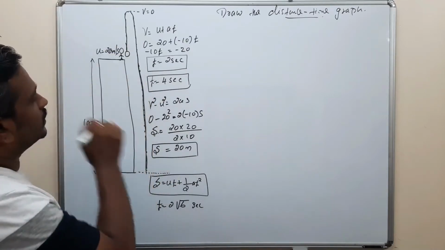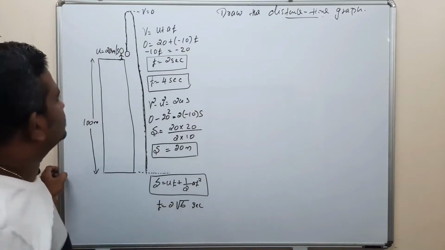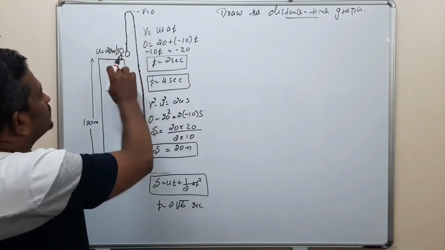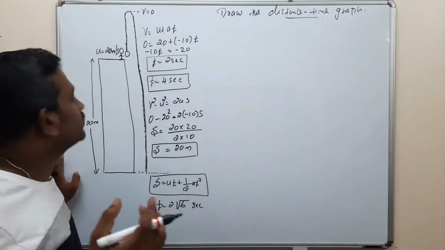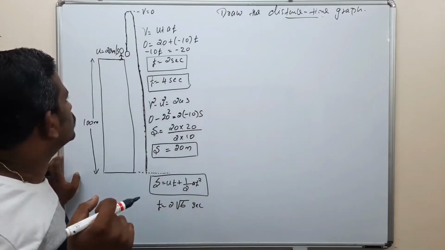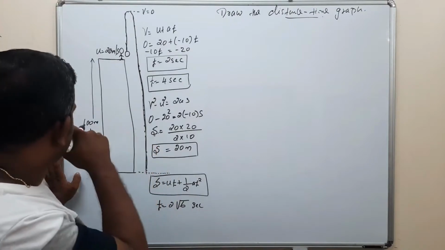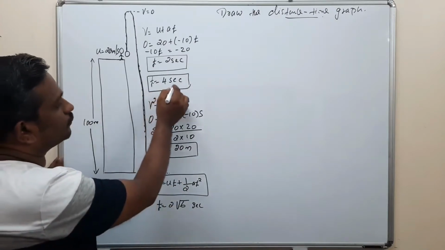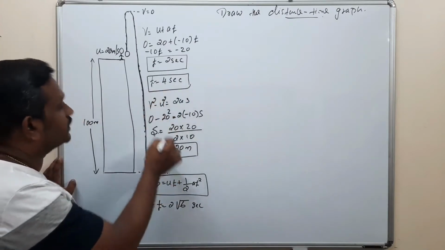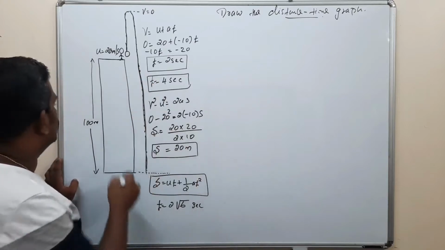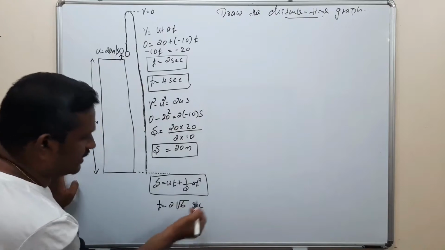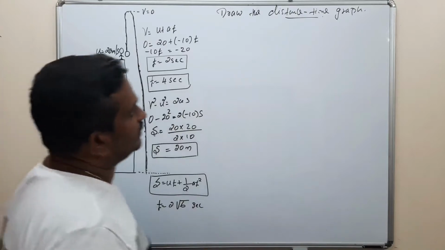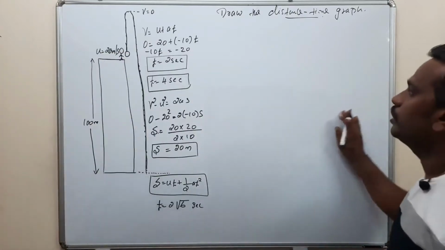So how to draw the distance time graph? When time t is equal to 0, distance is 0. When time t is equal to 2 seconds, the distance traveled by the ball is s equal to 20 meter. When time t is equal to 4 seconds, the distance traveled is 20 plus 20, that is 40 meter. When time t is equal to 2 root 6 seconds, the distance traveled is 40 plus 100, that is 140 meter. So according to that we draw the graph.